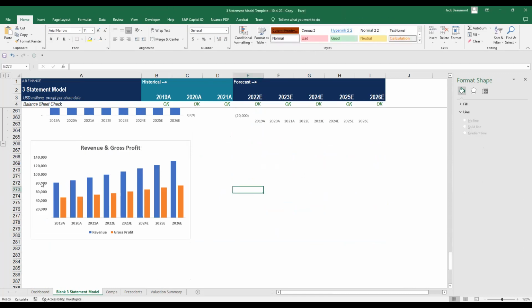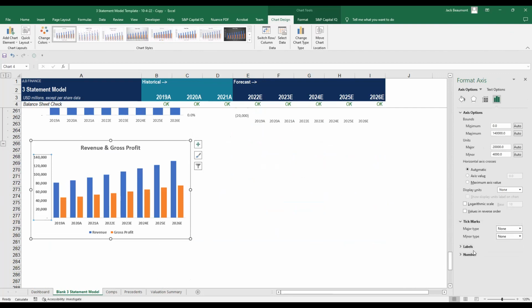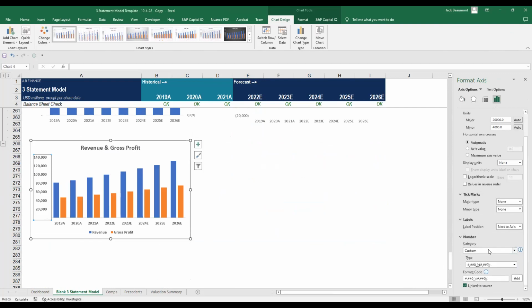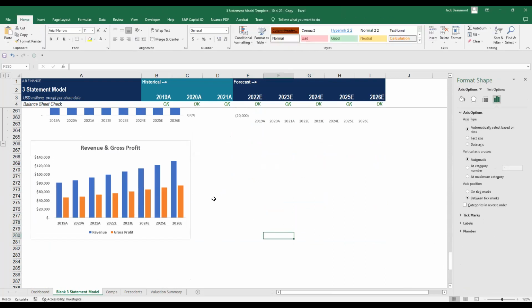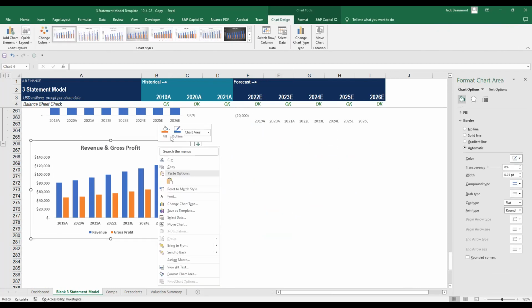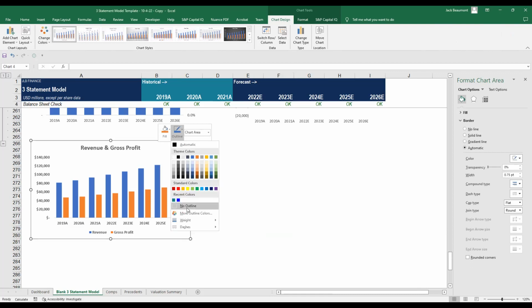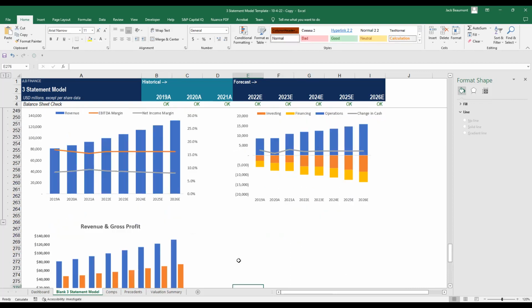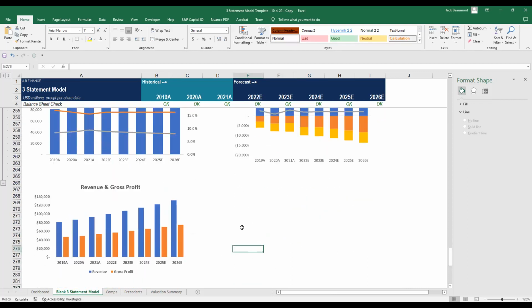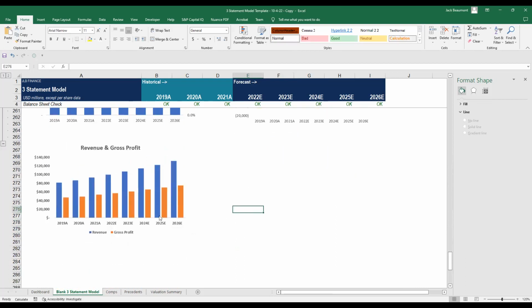Do that. Change these to accounting, and then let's get 0 decimal places, and that's good. So there's a nice chart there. Sometimes I will make no outline, so it just looks like that. It kind of sits into the model nicely, and you can see it kind of matches these ones here. So that's easy to do.